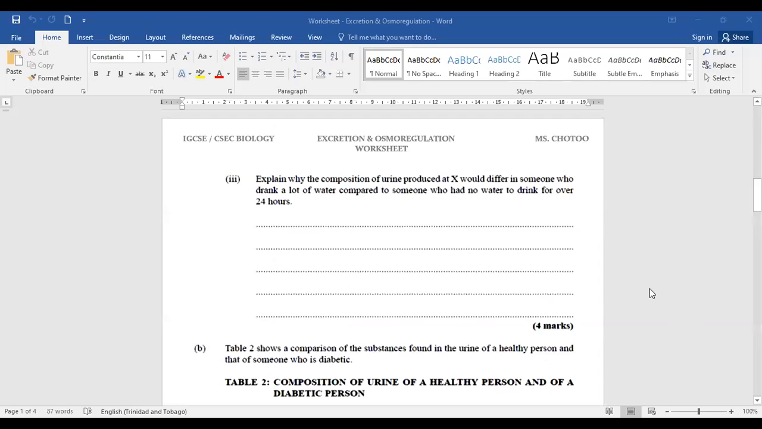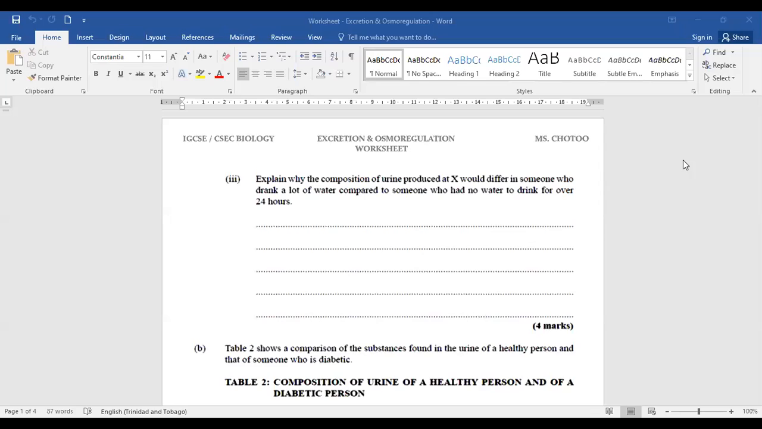Awesome. Wonderful. Very good, David. You're finding the answers in the notes. Very good. All right. Explain why the composition of urine produced at X would differ in someone who drank a lot of water compared to someone who drank no water for over 24 hours. So you all could take turns in answering this question. So let's look at somebody who drank a lot of water. What happens? So the blood passes through the brain and the hypothalamus senses that there is a lot of water. So what happens? What does it do?